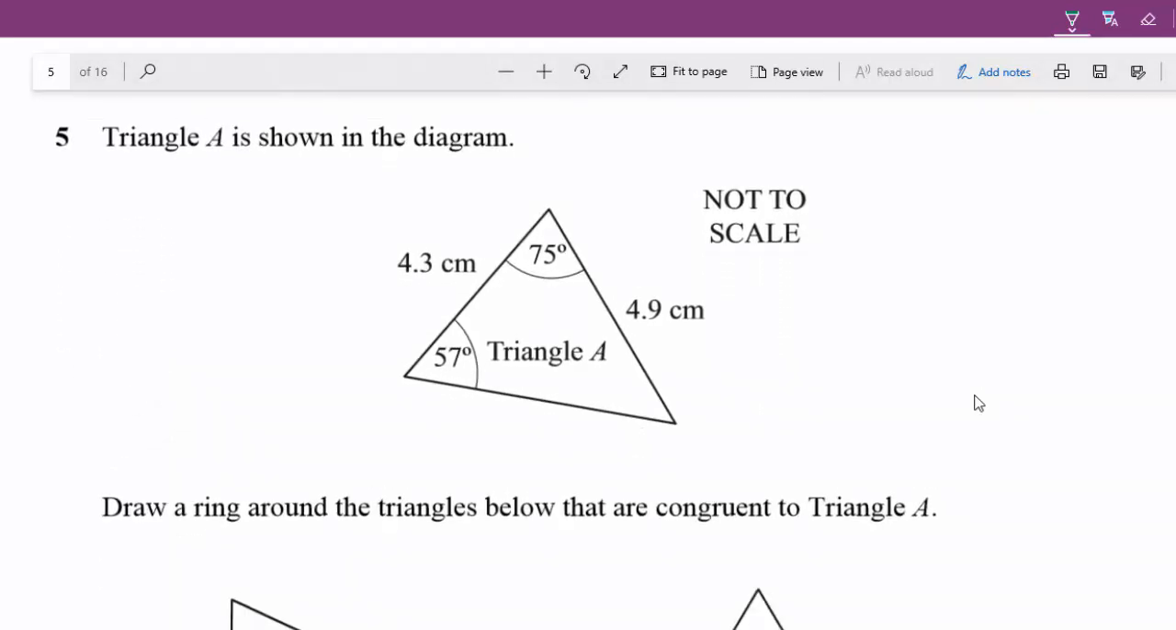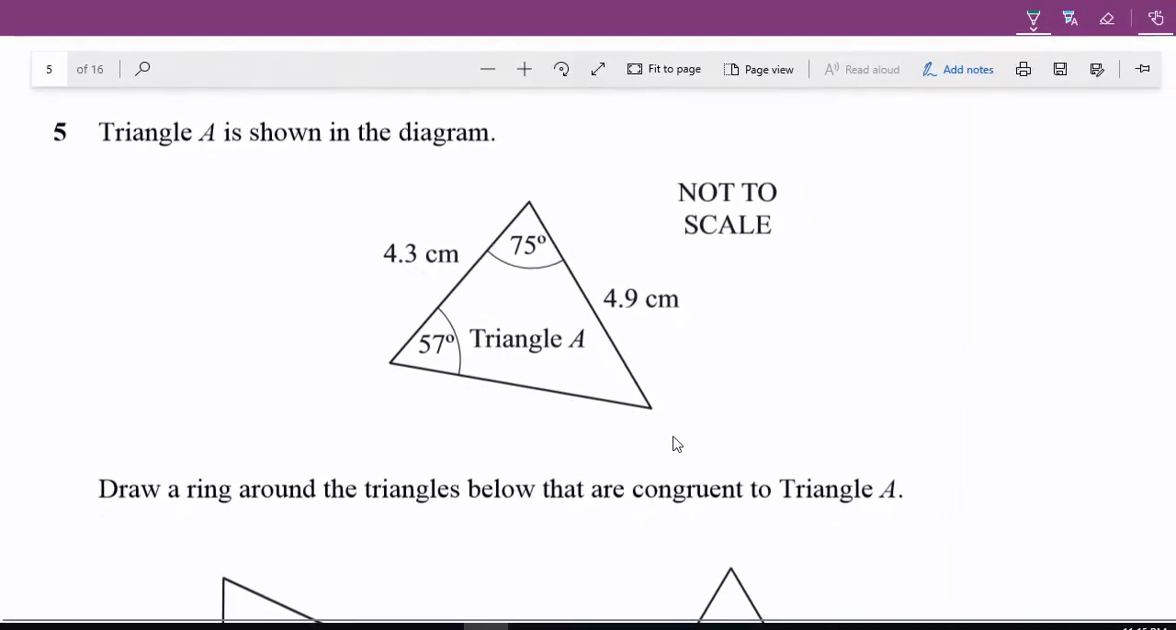Question 5. Triangle A is shown in the diagram. Okay, this is triangle A. And the question is about congruence.